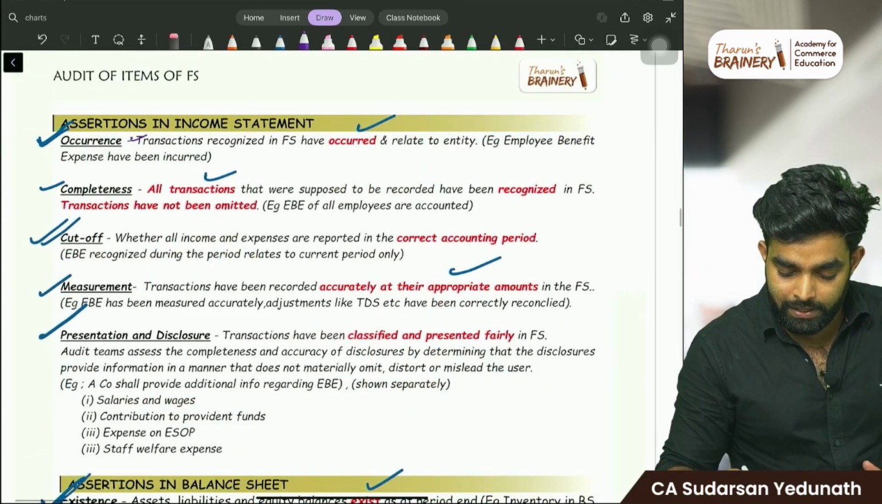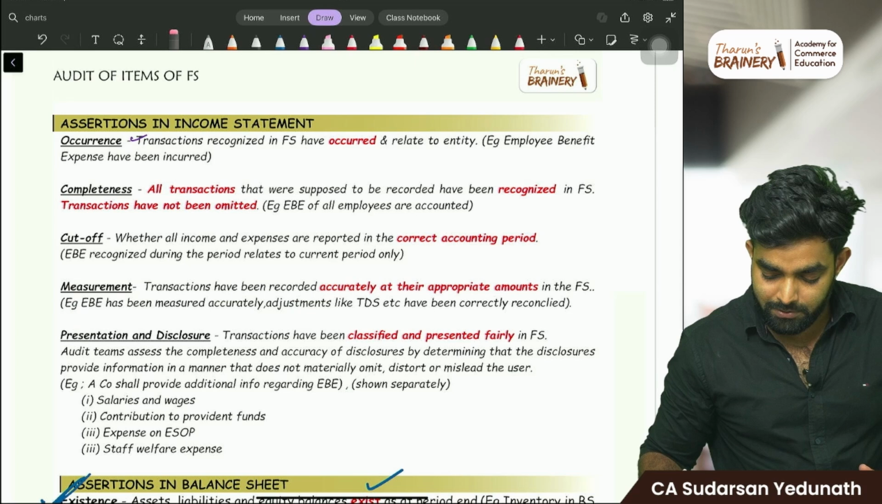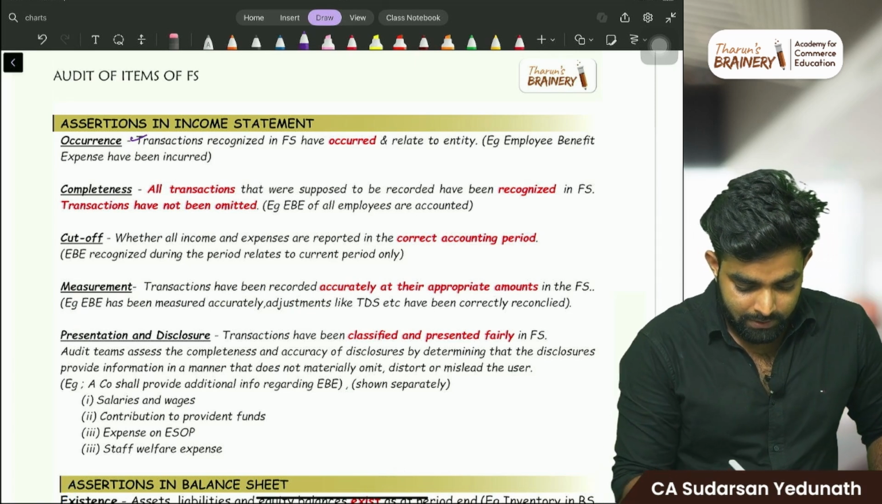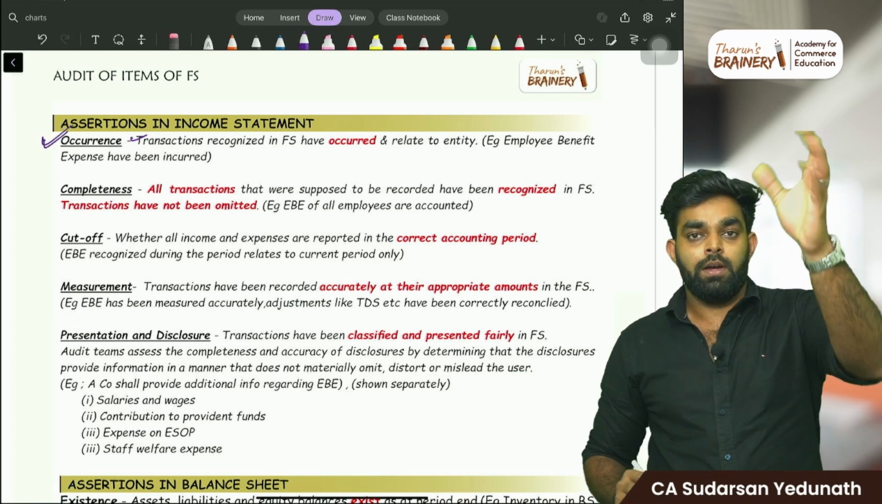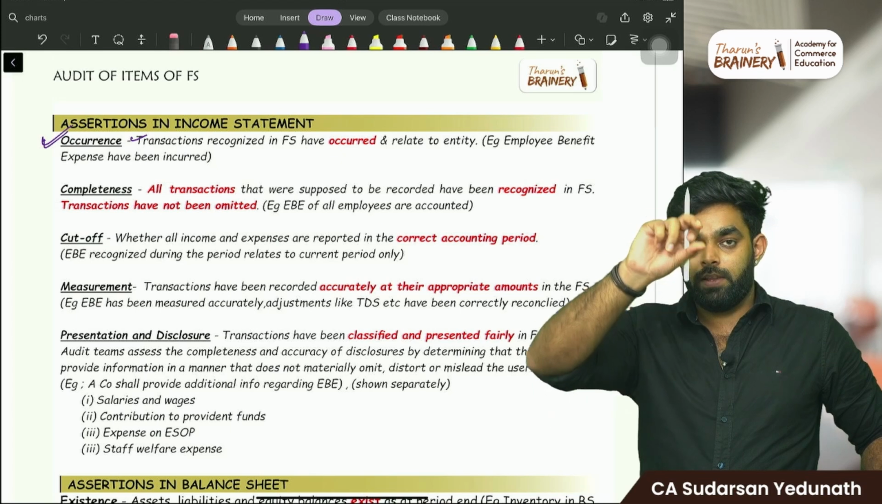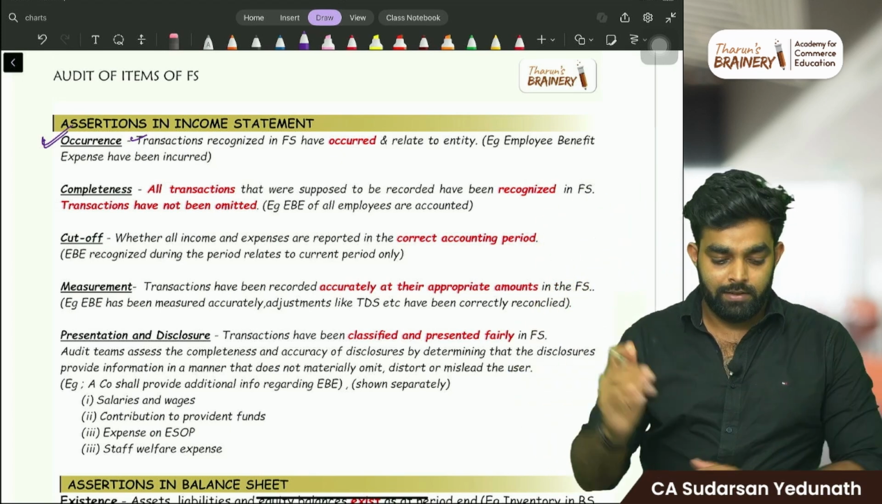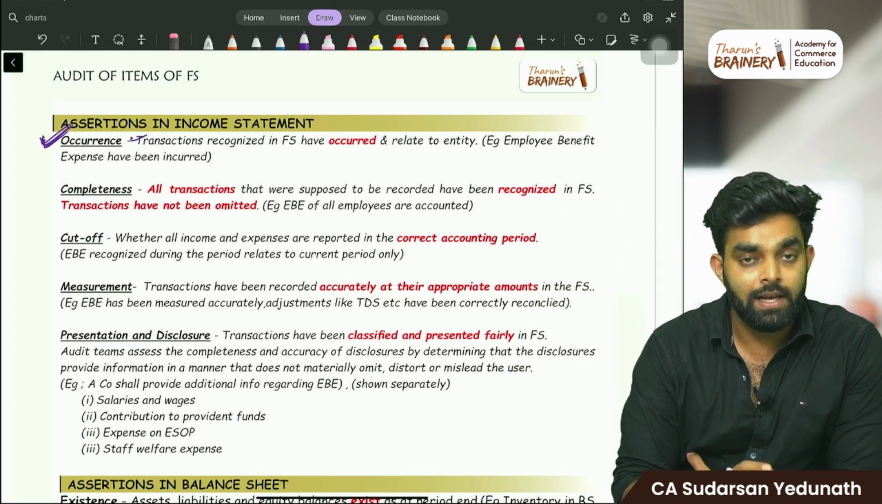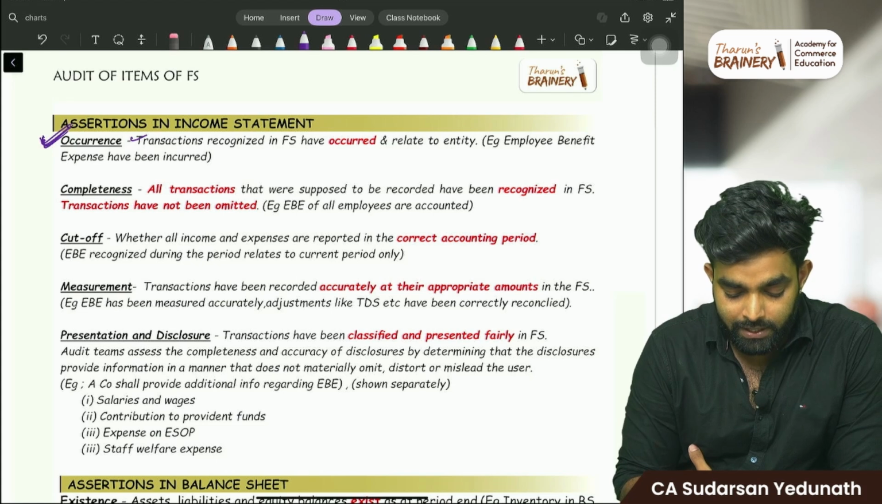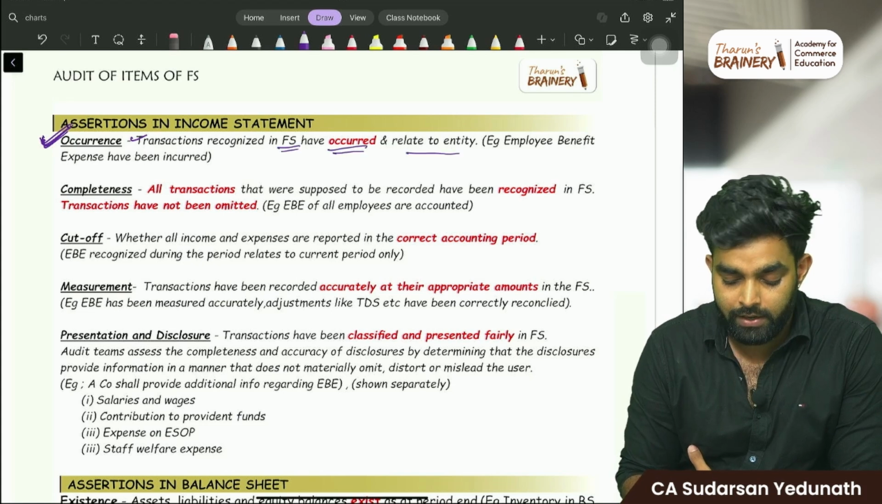So in the income statement, these many types of assertions are there. First is occurrence. Income statement means P&L. In the P&L, sales equal to 10 lakhs is written there. So that means the sale has actually occurred. Transactions recognized in the financial statement have occurred and relate to the entity.